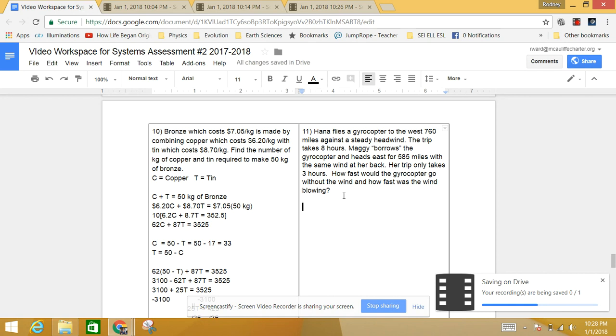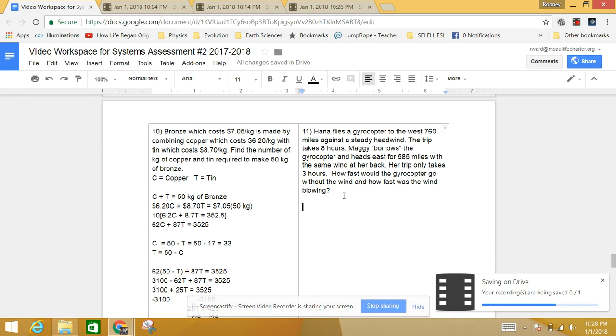We have a situation where Hannah is flying her gyrocopter west, 760 miles against a steady headwind. That means she's fighting it on the way, and so her trip takes 8 hours. So Maggie borrows the gyrocopter and heads east 585 miles. Same wind at her back. Her trip only takes 3 hours.